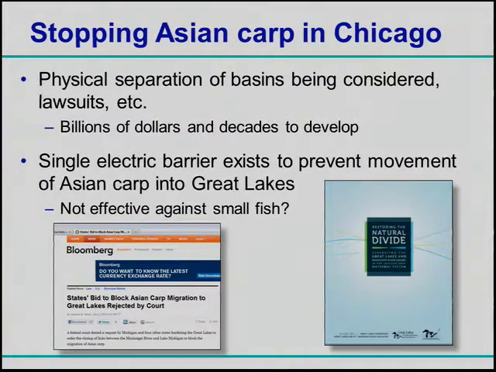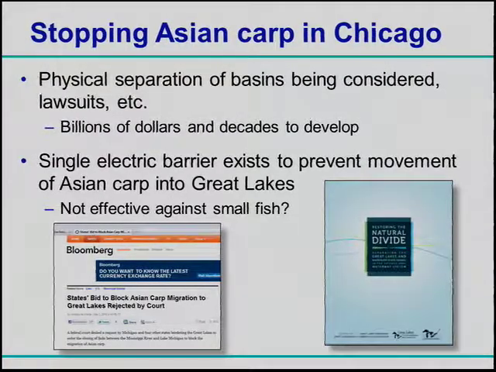For a short-term solution to stop movement between the two basins, there's a single electric barrier on the Chicago waterway that's designed to stop fish from moving from one basin to the other, which is an okay solution. It works great for large-ish fish, meaning adult Asian carp. Eight to ten inch Asian carp, it probably works very, very well. Where it loses effectiveness is with smaller fish, fingerling, fry-sized fish.